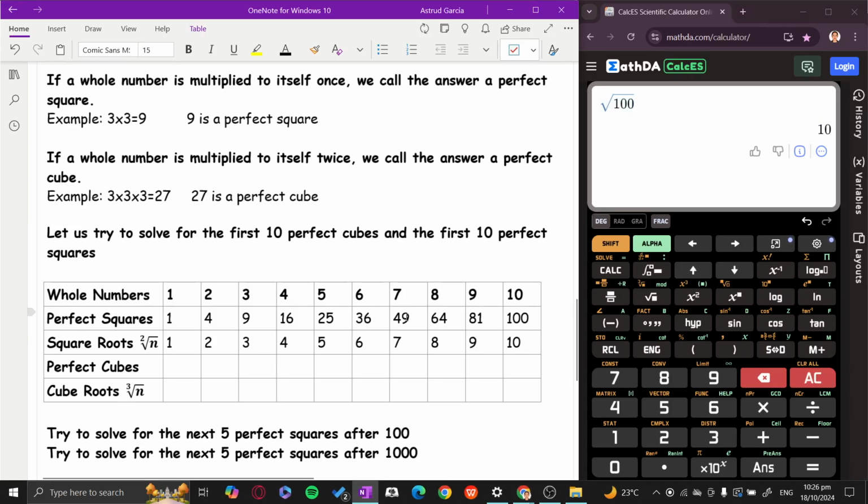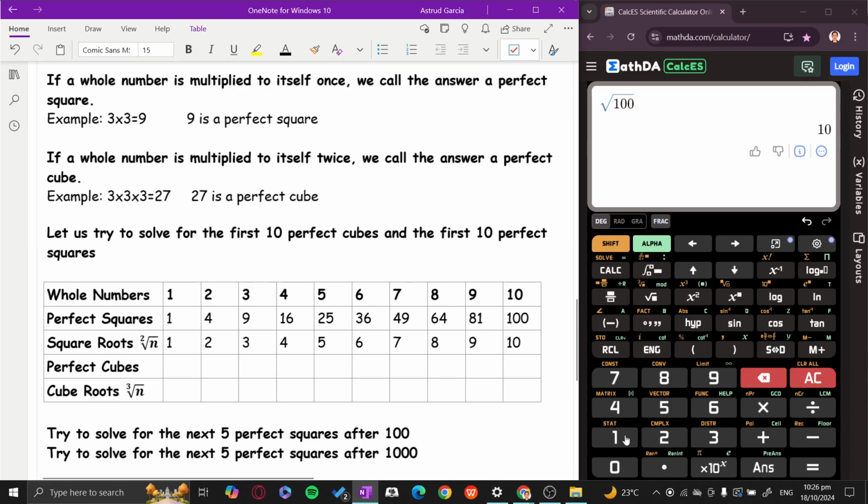So what did you notice when we got the square roots of the perfect squares? They actually just turned back into the whole numbers. Okay, the same thing will happen when we compare perfect cubes and cube roots. So let's try to get the perfect cubes of these whole numbers.